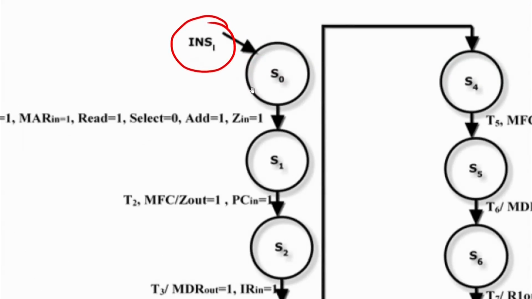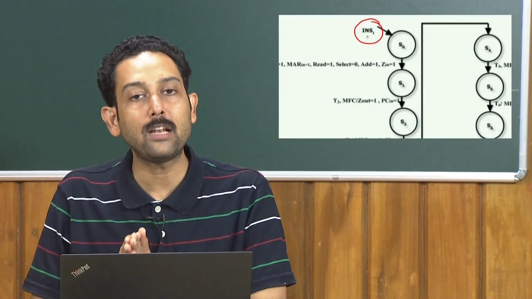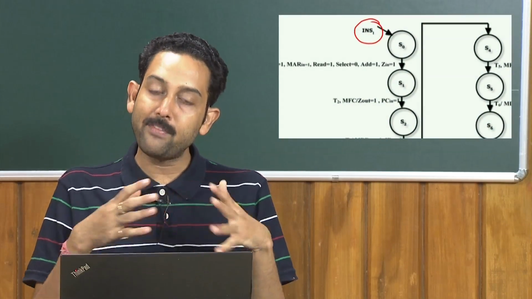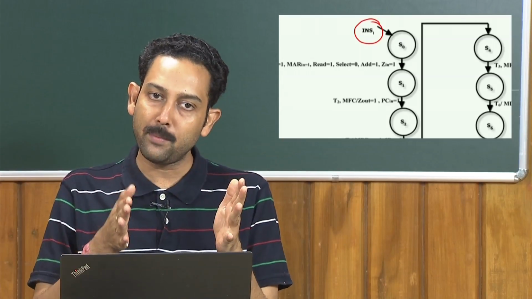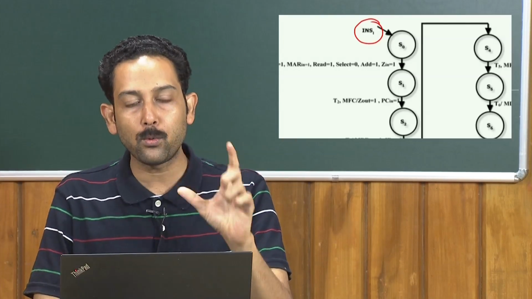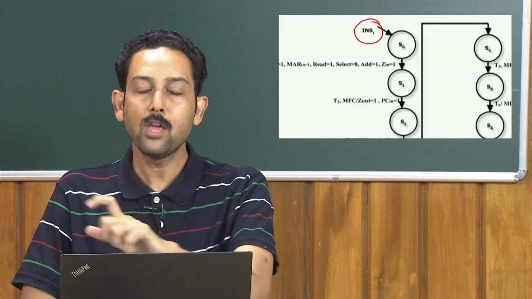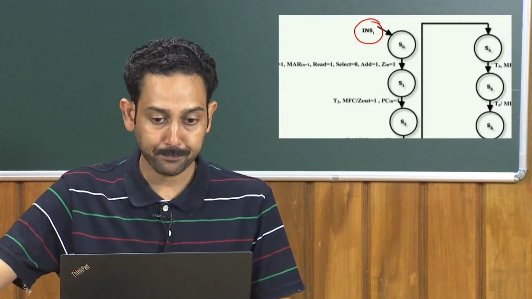First is this machine is invoked, that is the initial state condition enabling is INS1, that is based on the opcode. Only when the signal is 1 you can go to that corresponding state machine. If there are M instructions, M such state machines will be there, and based only on the output of the instruction register via the decoder you can invoke that corresponding state machine.